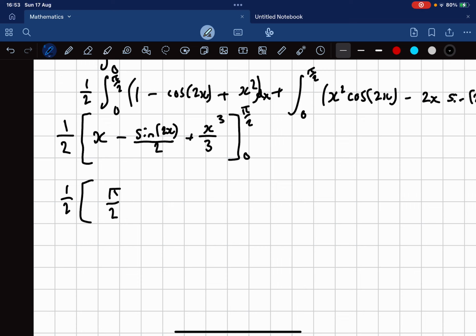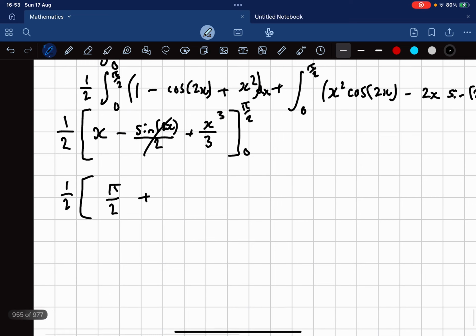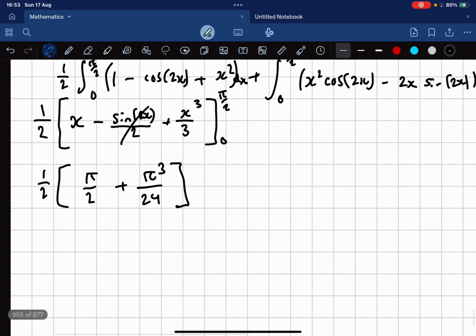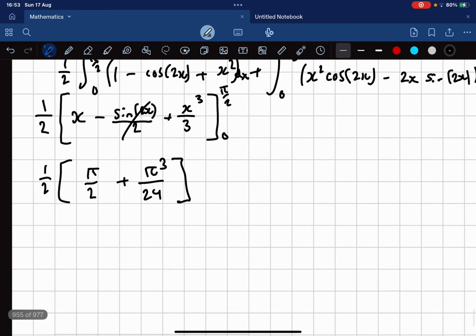Okay, sine of pi is 0, and sine of 0 is 0. So this all cancels. And then plus x cubed is going to be pi cubed over 8. And it's going to be 24 when we multiply the denominator by 3. 0, these two will cancel.